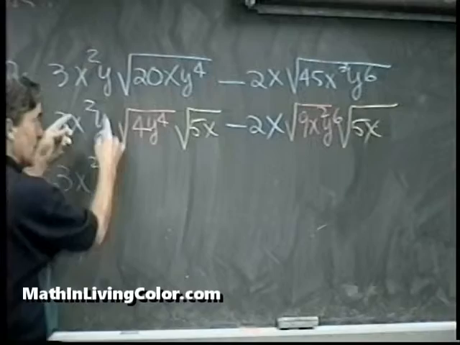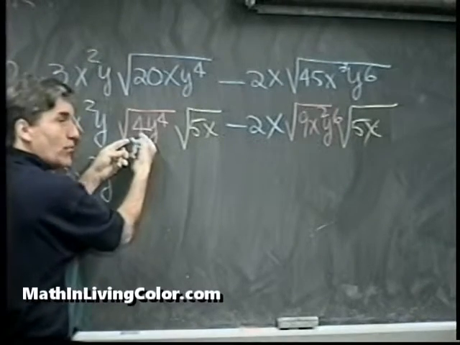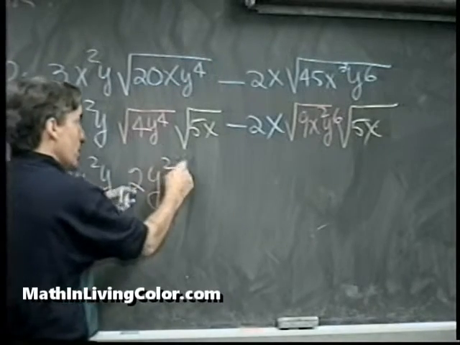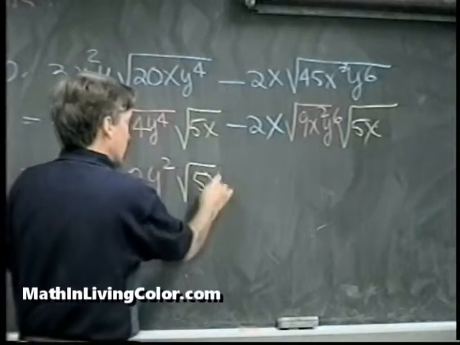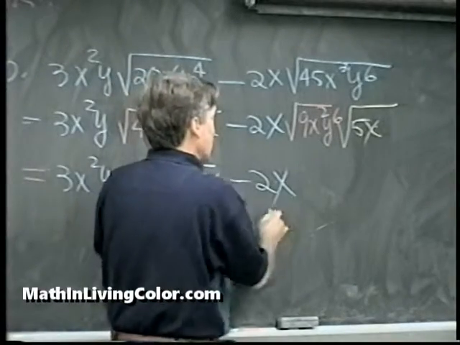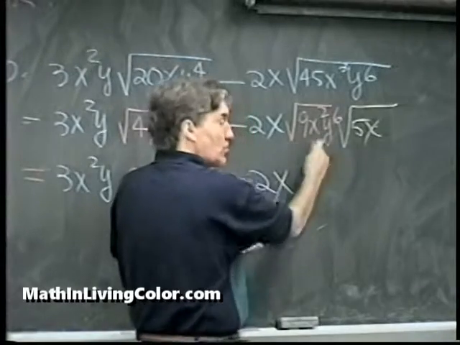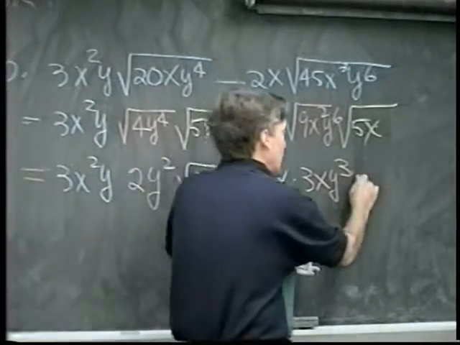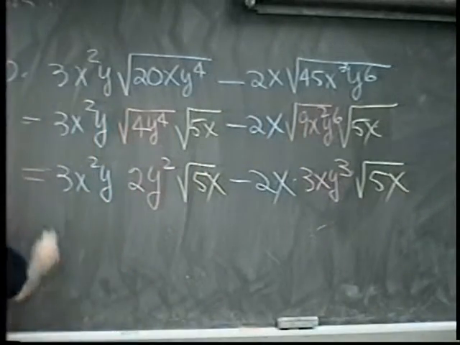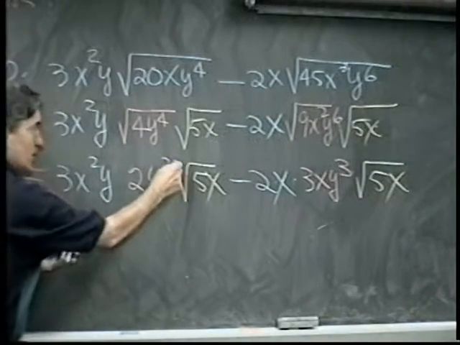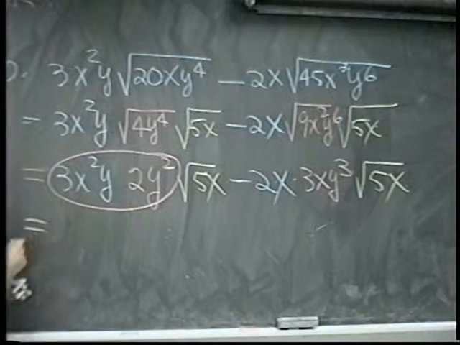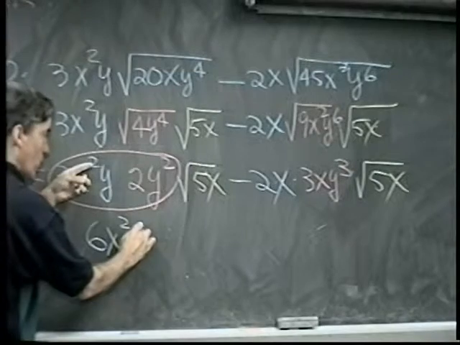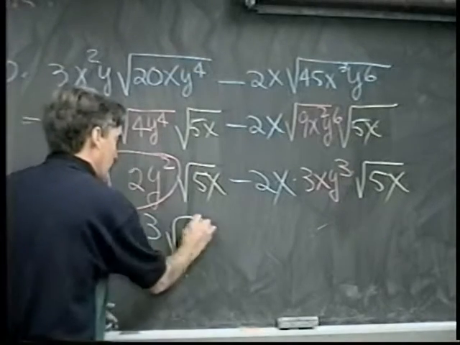3x squared y stays the same. The square root of 4y to the fourth would be 2y squared, and then times the square root of 5x. And then minus 2x, and then we've got the square root of this is a perfect square. That's going to be 3x y cubed, okay? And then I've got the square root of 5x at the end. Can you simplify the coefficient? That would be 6x squared y cubed times the radical 5x.